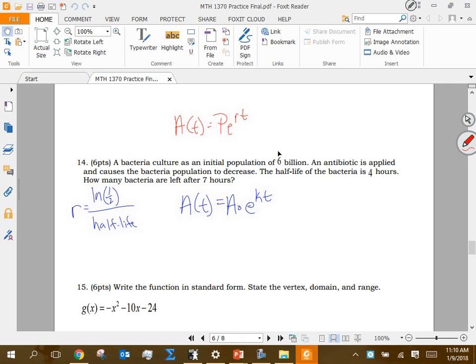But with the half-life, with decay, your r value is going to become negative, and that happens because of this ln of 1/2. So I'll find the rate first. I'm going to go ahead and put R in here to make a little bit more explicit what we're talking about. So that's the rate of decay.